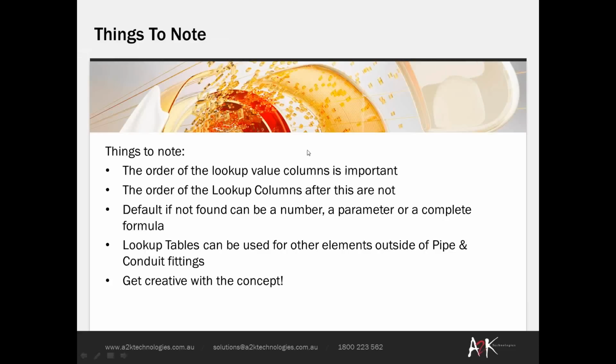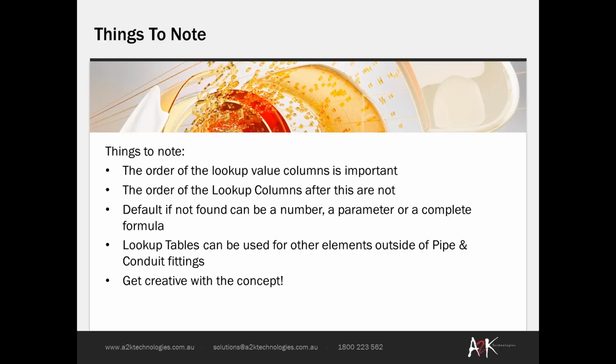So the order of those lookup columns, you can have as many as you want. That doesn't really matter. Once you get to those lookup columns, it is looking for the matching name that's in the actual formula, okay? So the default, if not found, can be a number, or it can be a parameter coming from the family itself, or it can be a complete formula in itself, as I mentioned. Okay, so you've got a bit of flexibility there.